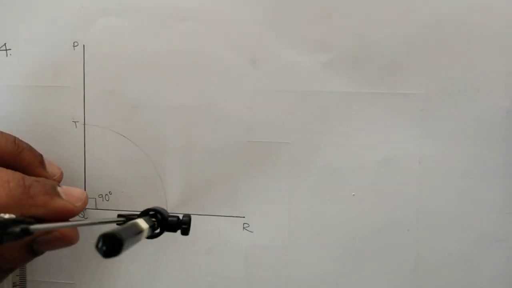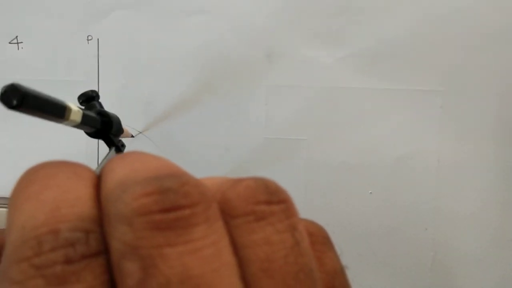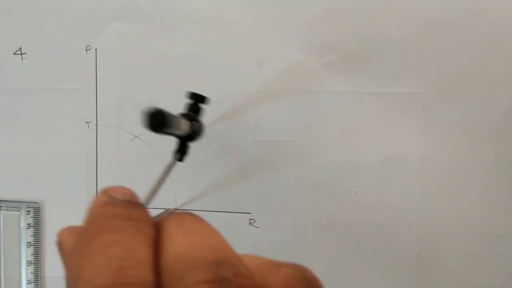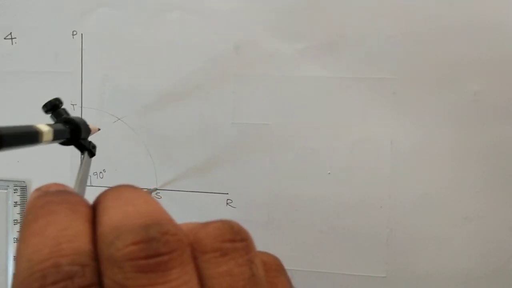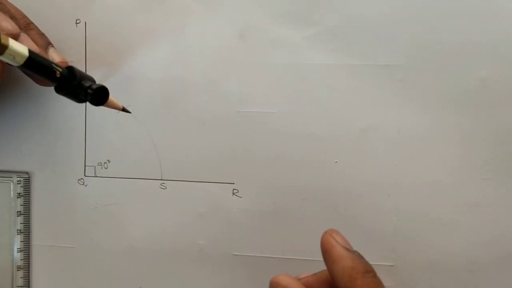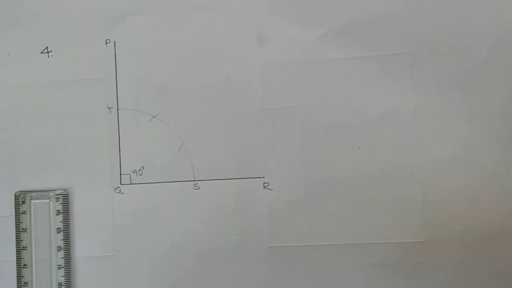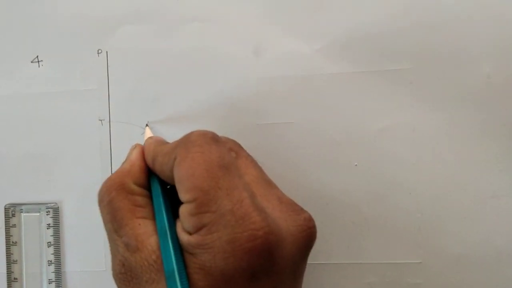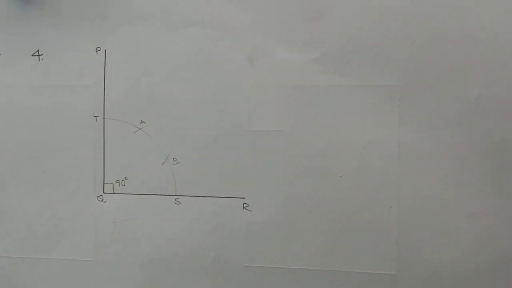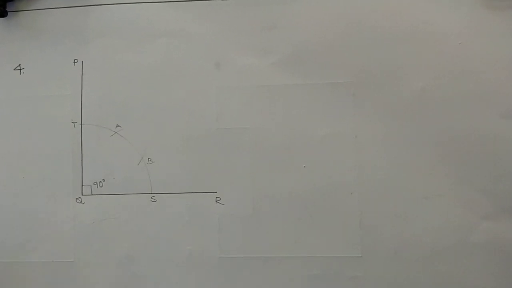So we can take the same dimension as radius, but center is S. Then draw an arc on the TS. In the previous bisection we drew the arc here, but in trisection we should construct an arc on the previous curve only, and similarly move on to T, same radius. Construct another arc. So we can give the naming here. We can say this is A, this one is B, and if we join A to Q, similarly B to Q, automatically we will be getting 30, 30, 30. That means three equal parts.